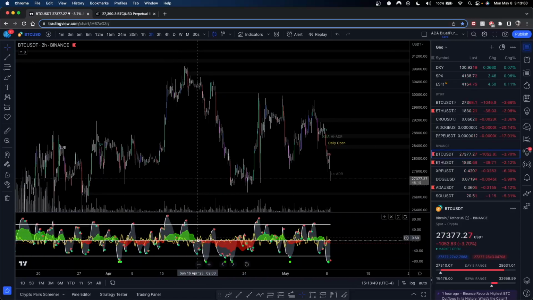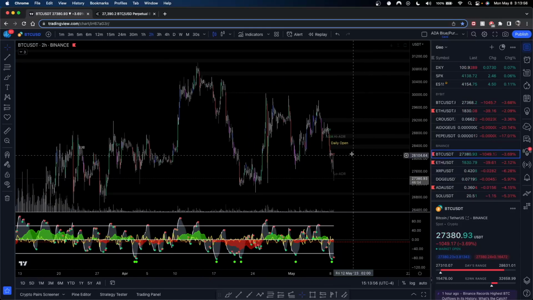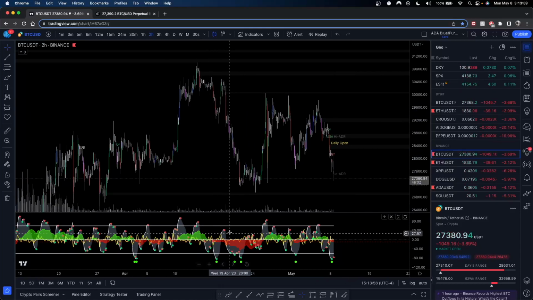So we can assume that when money flow is coming down and we have a wave up here, money flow will continue to come down. Okay, so that's just one quick example of a cheat sheet entry right there.